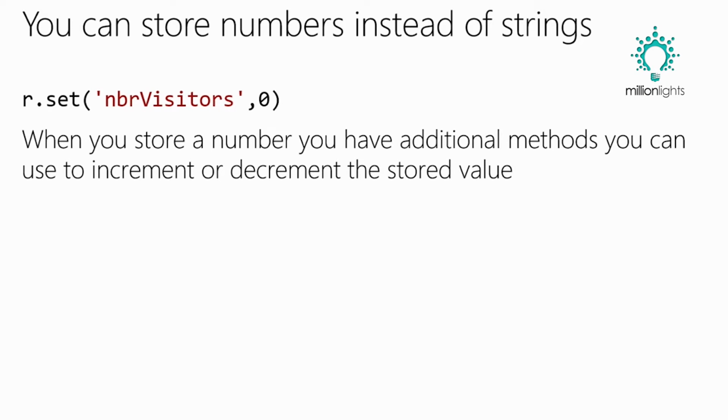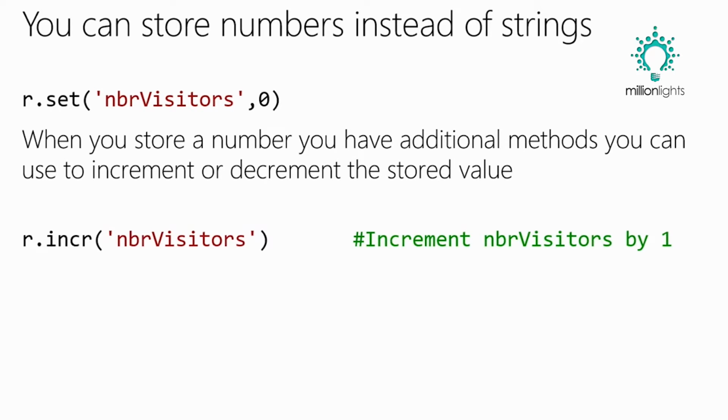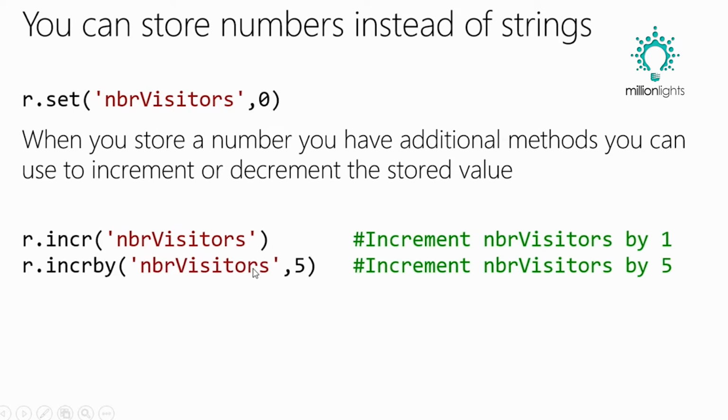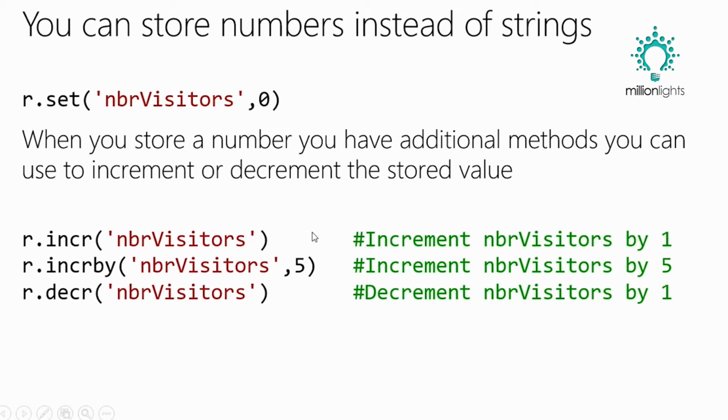One of the neat things is if you do store a number, there are some extra methods that you can use to increment and decrement the stored value. Add 1 or subtract 1. Yeah. So if I call increment, it will literally add 1 to number of visitors, so from 0 to 1. You can also say increment by, so you can say add 5, add 2, add 6, whatever the number is you need to increase it by. There is also a decrement, number of visitors by 1.